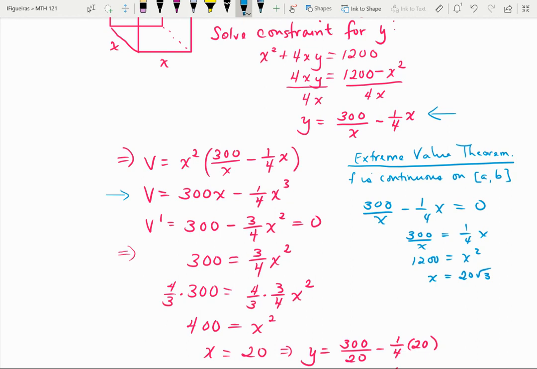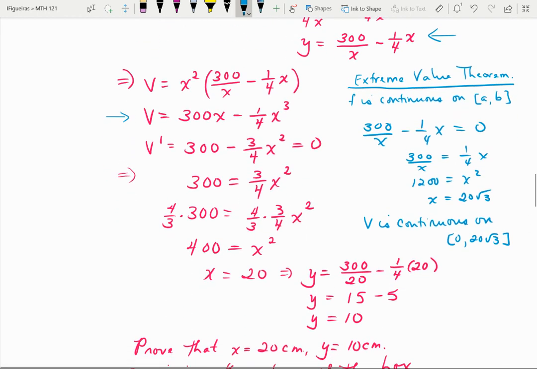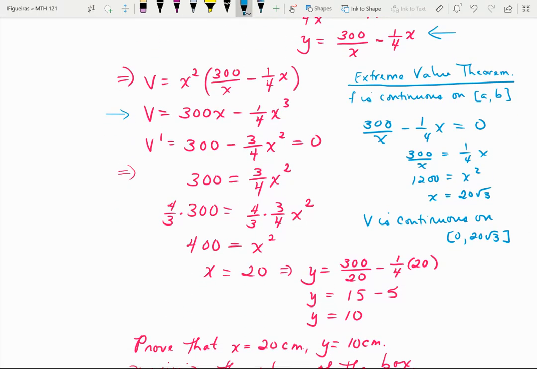So you can say that V is continuous on the closed interval from 0 to 20 root 3. So we already know our answers. Luckily, 20 falls within that interval, as it should be.